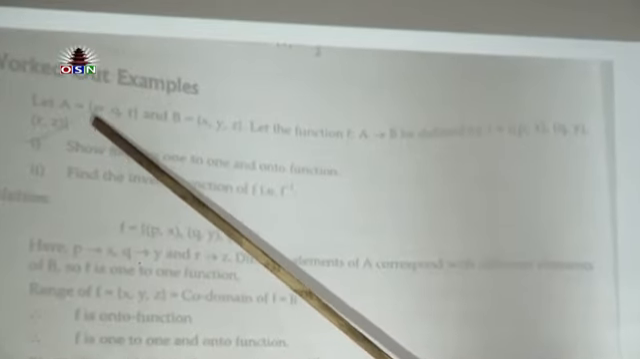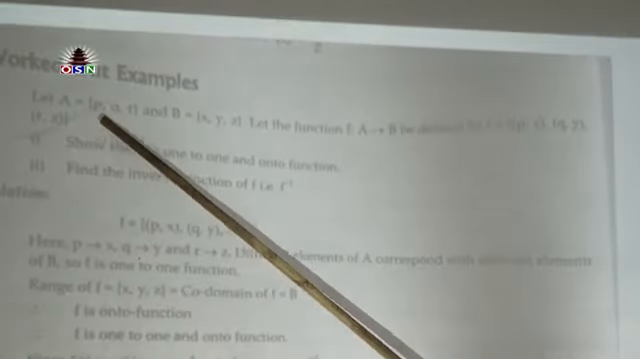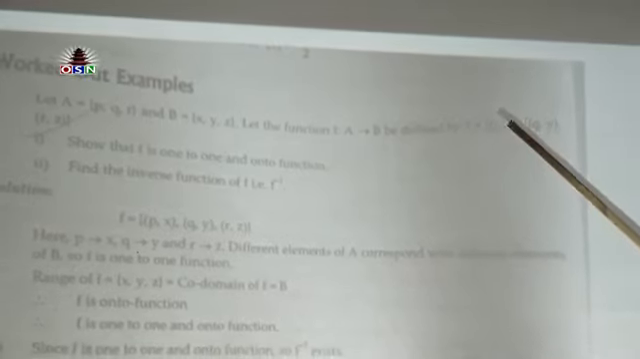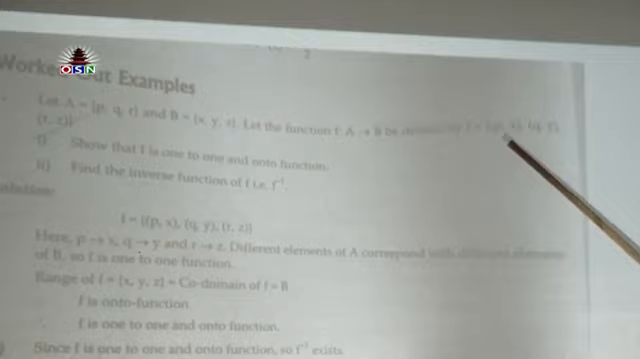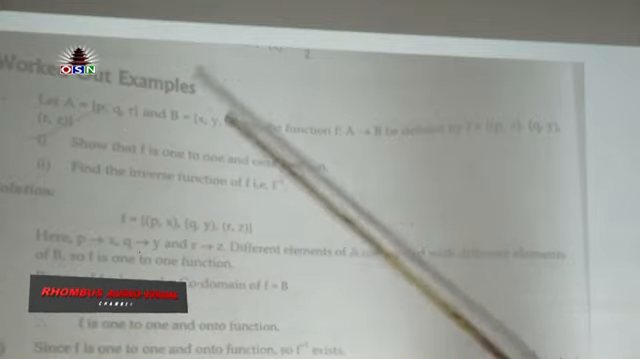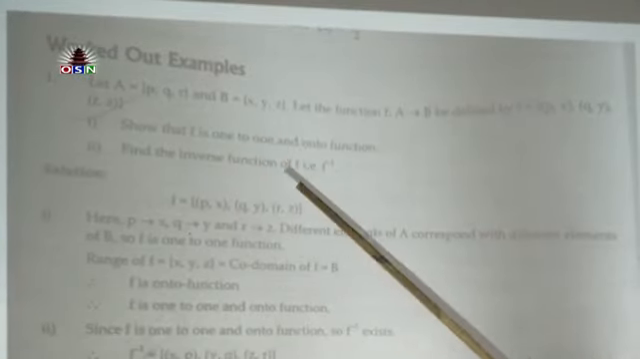Let A be a set. It has its elements P, Q and R, and B is another set. The elements of set B are X, Y, Z. Let the function from A to B be defined by f equal to (P, X), meaning P is input, X is output, it is an ordered pair, (Q, Y) is the next ordered pair, R corresponds to Z. So these are the ordered pairs according to the given function. Here the question is asking: so that f is a one-to-one and onto function, find the inverse function of the given function. This is the question.